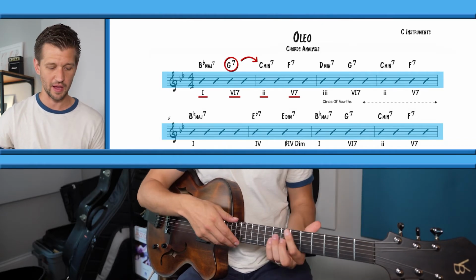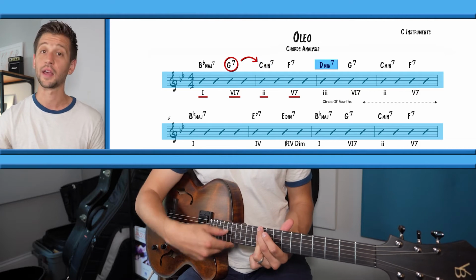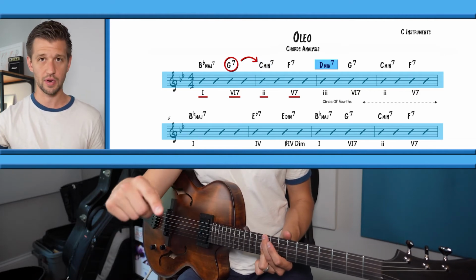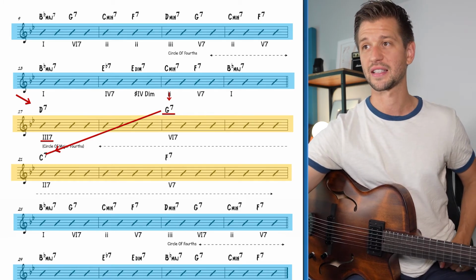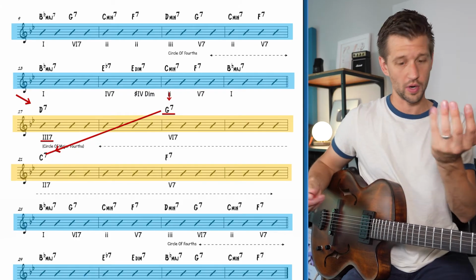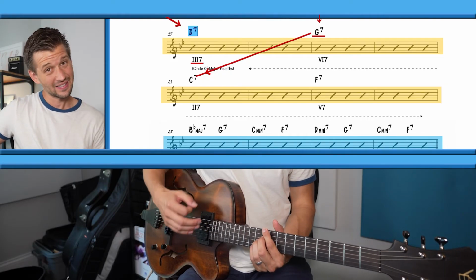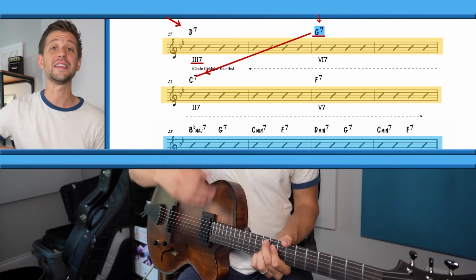Or in the case of B flat major, the 1 chord is B flat, C minor 7 is the 2 chord, and D minor 7 is the 3 chord, right? But now we're changing this to a dominant 7th chord because we are now going to tonicize this 6th chord here. So we're making it sound like a new 1 chord. We have a dominant 7th chord there, resolving to a G7 chord.